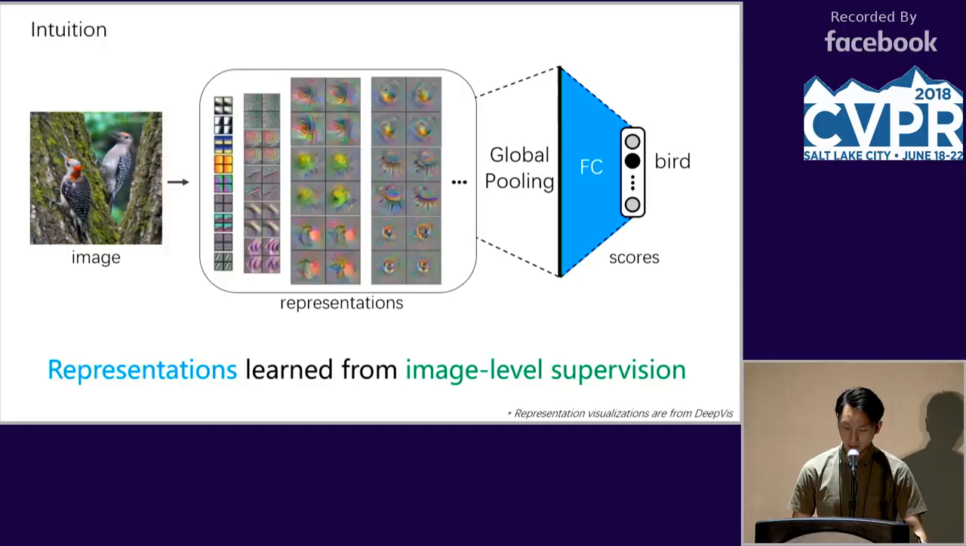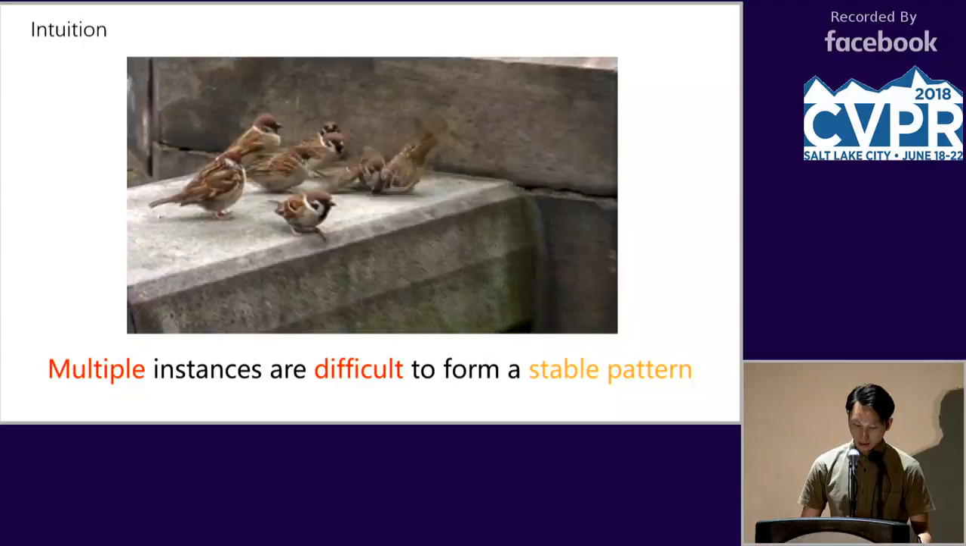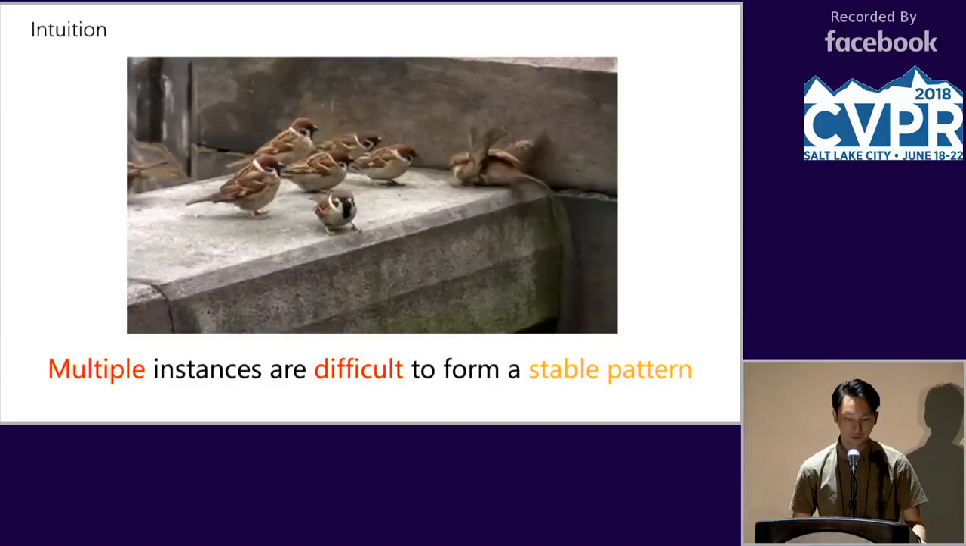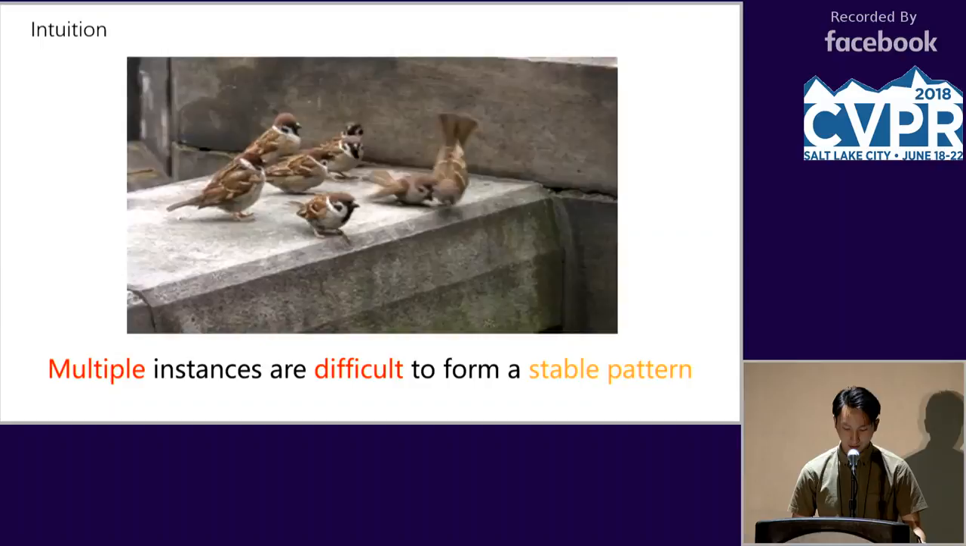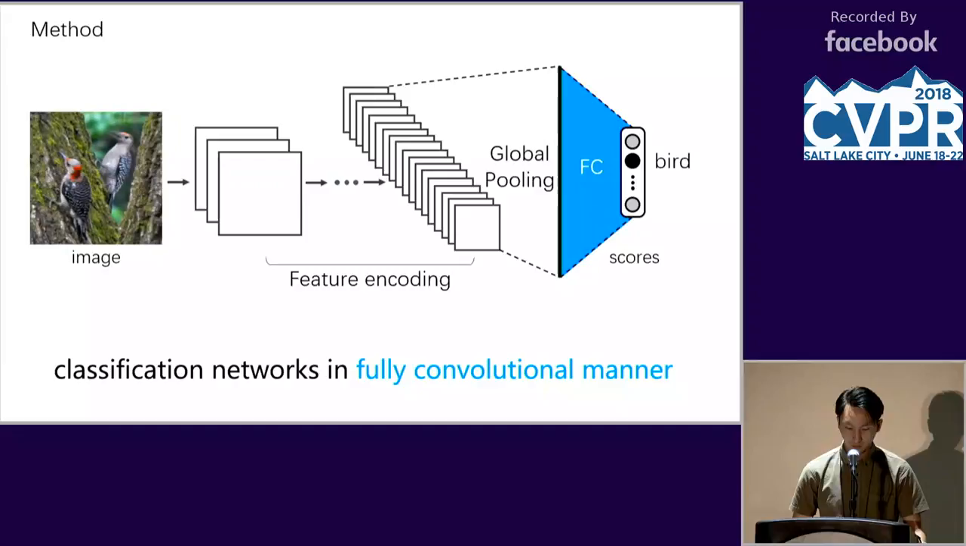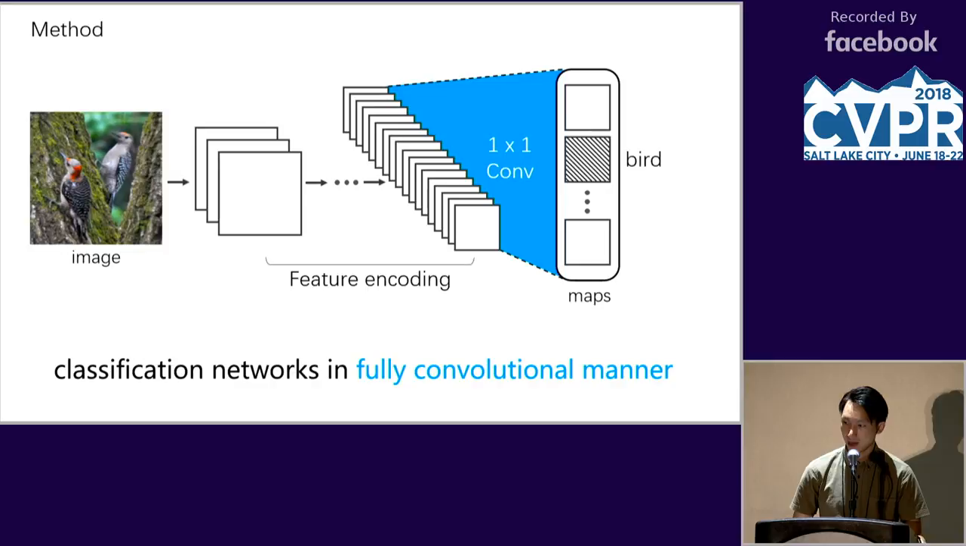Previous works have shown that CNNs can learn representations of discriminative visual concepts without explicit supervision. We argue that these concepts mainly exist within a single instance, as it's difficult for multiple instances to form a stable pattern. Therefore, we can obtain cues for each instance from representations learned by CNNs. To do so, we first convert pre-trained networks to fully convolutional networks that generate a response map for each object category.